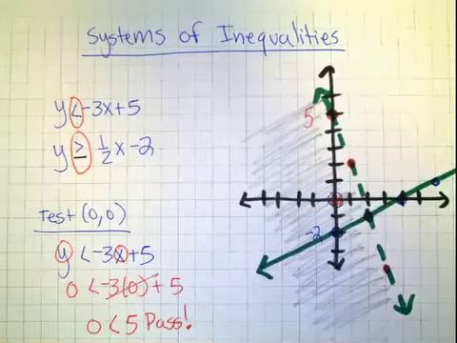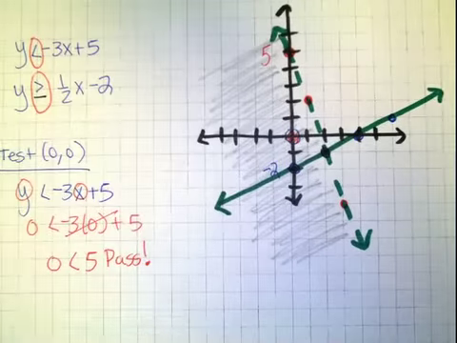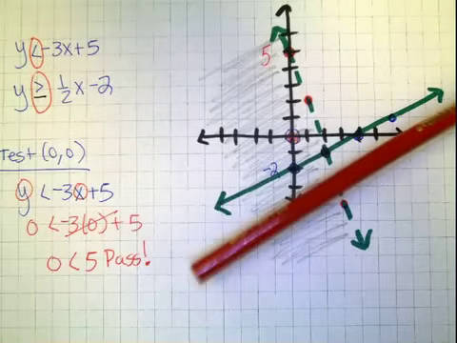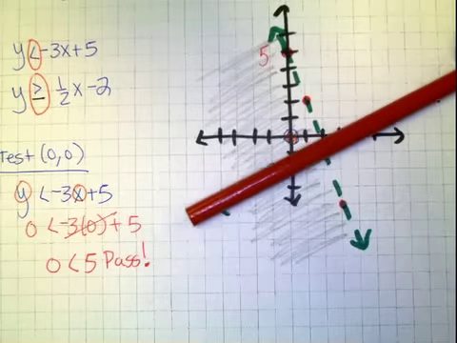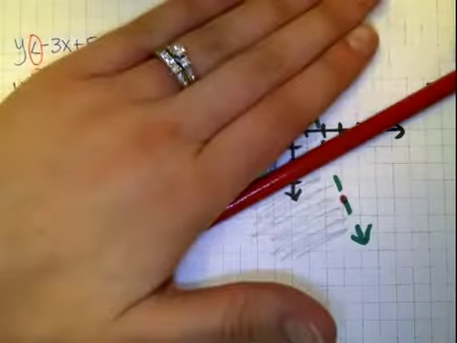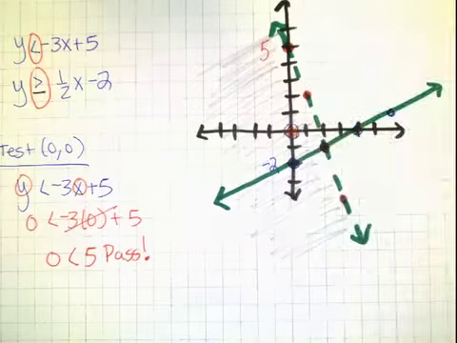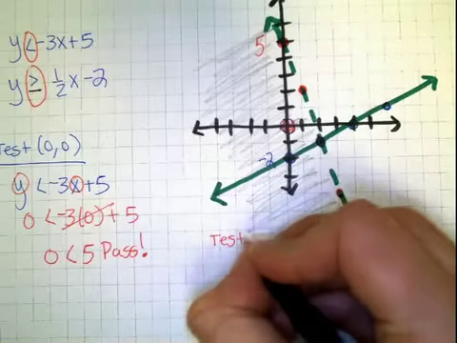And now what I have to do is I have to figure out where to shade. So now ignore the other line, pretend it's not there. Now I'm looking at this line where my pencil is, and I want to know, do I shade everything over here? Or do I shade everything on the other side over here? So I can do the same thing. I can test 0, 0 again. All right, test 0, 0 down here.